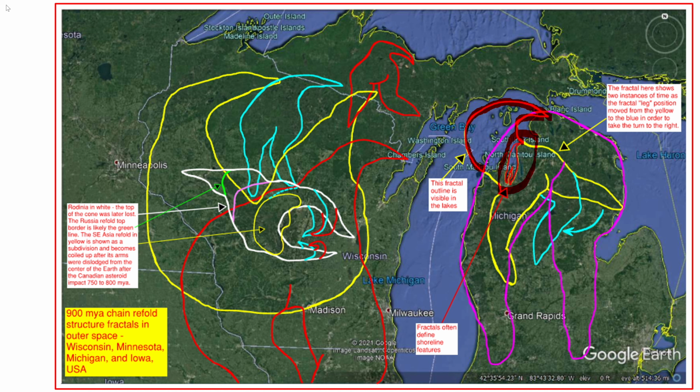So here's another, this magenta one right here where I'm highlighting. That border forms the edge of Michigan. Okay, so that's a perfect example there. Now, with this yellow one nearby, I'm highlighting the yellow leg.